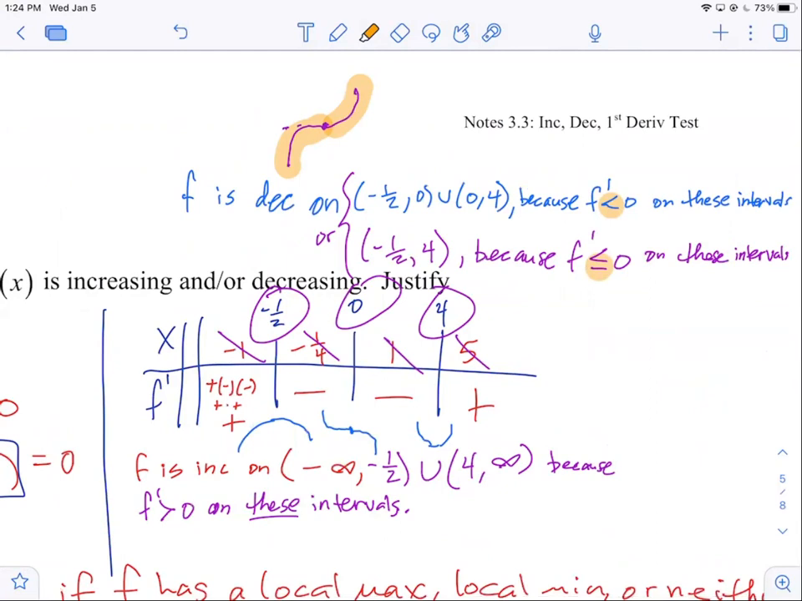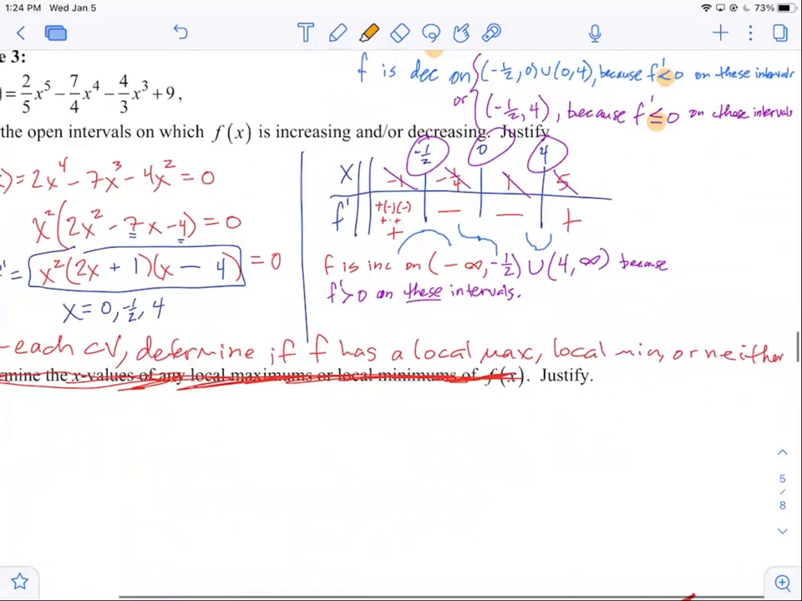All right. Okay, now to the local extrema. The question may ask you to find the x value of the local max and the local min, and that's it. If that happens, all you got to do is justify the first one and the last one.